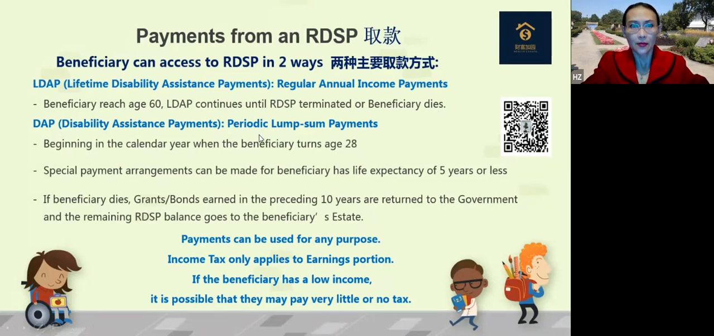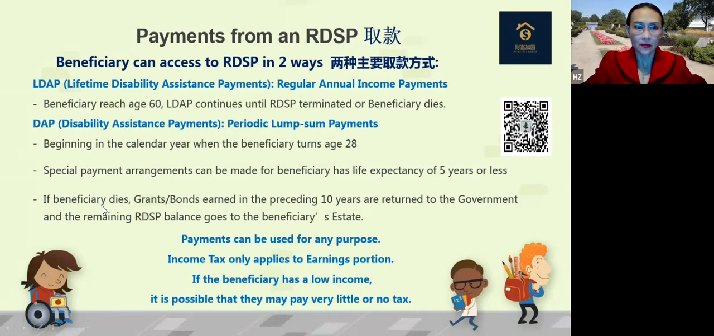The other one is periodic lump sum payments, which we call Disability Assistance Payments. Beginning in the calendar year when the beneficiary turns age 28, you can start to implement this type of payment. Special payment arrangements can be made for beneficiaries with a life expectancy of 5 years or less. Sometimes the doctors say this disability may cause a short-term lifespan, right? So whenever it's less than 5 years, you can take out lump sum money.